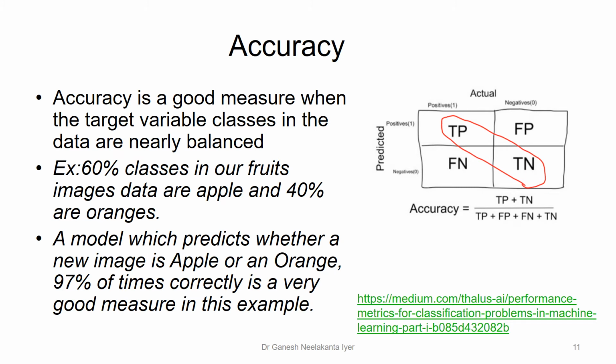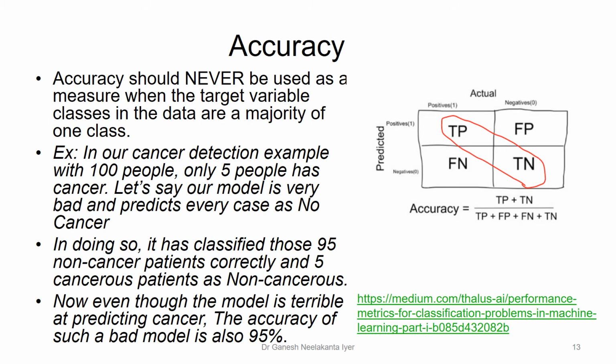Now, how do you calculate accuracy? See here, accuracy is nothing but the sum of true positives and true negatives over the total number of values, the sum of everything. So in an ideal world, if everything is true positive or true negative, accuracy is 100%. Accuracy should never be used as a measure when the target variable classes in the data are a majority of one class.